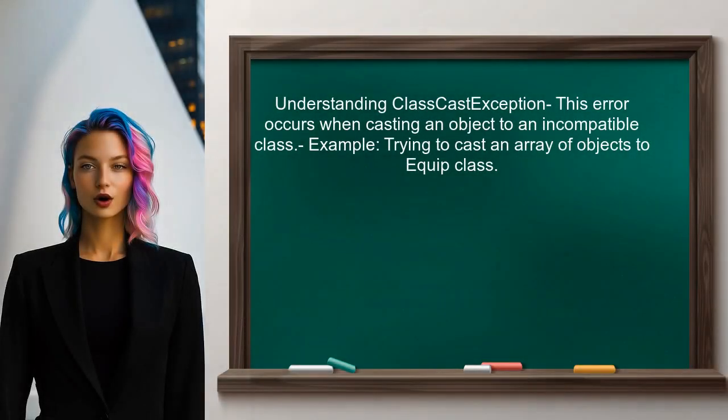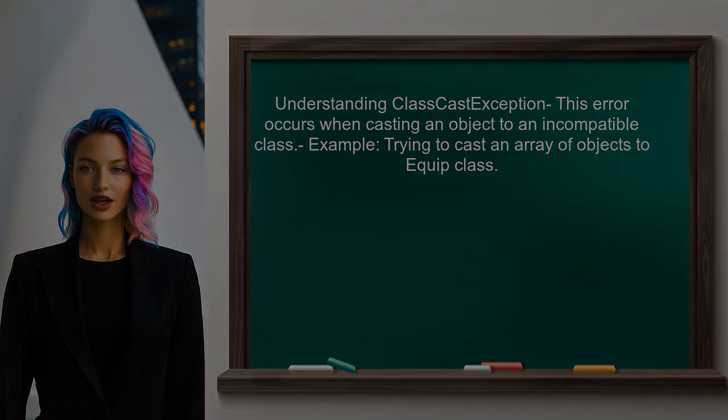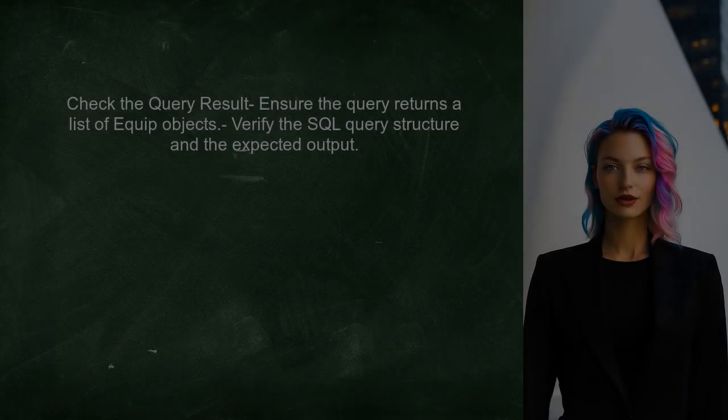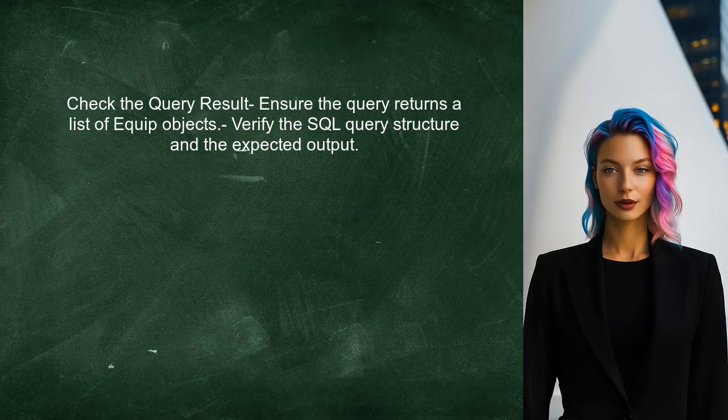To address the class cast exception, the user should first understand that this error occurs when trying to cast an object to a class of which it is not an instance. In this case, the user is attempting to cast an array of objects to the equip class. Next, the user should check the result of the query. The query returns a list of objects, but it seems the user is expecting a list of equip instances.